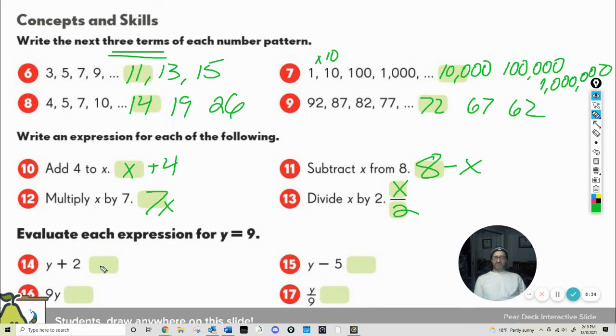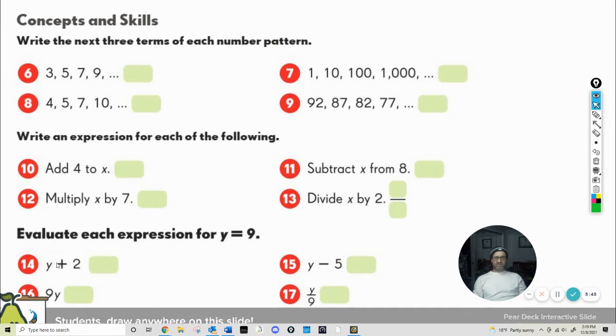Boop. 9 plus 2 is 11. 9 times 9 is 81. 9 minus 5 is 4. 9 over 9 is 1. Not so bad so far, right? Kaboom. Let's go to the next one.